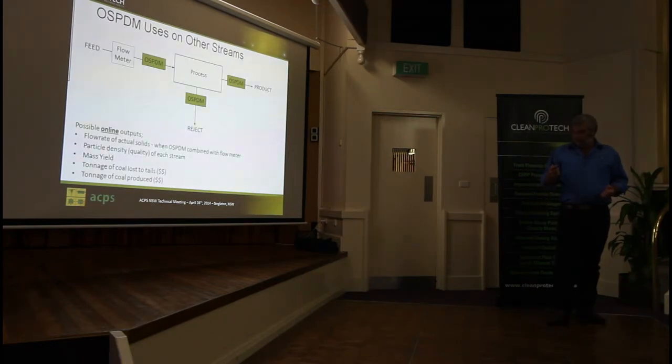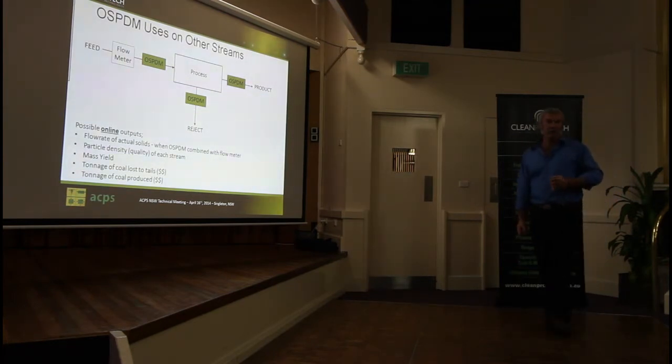The other big thing we're looking to move towards with these is putting the OSPDMs around any process along with a flow meter. Once you do that, you can start to calculate your yields, have your qualities of product, have your coal losses in the tails. Okay? There's a lot you can do with that. You can get tonnage, you can get dollars. That starts to become quite a powerful system.